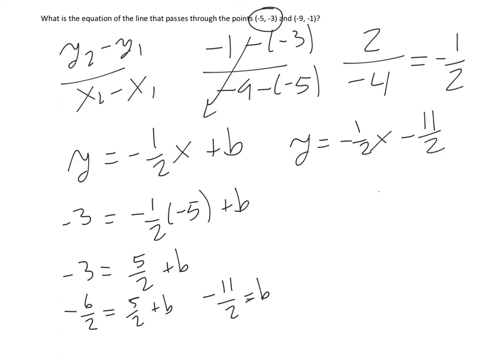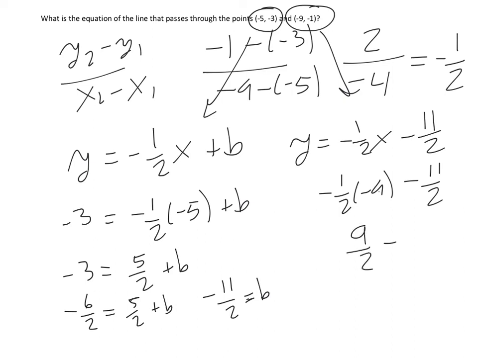But I'd like to confirm that that's correct, so I'm going to plug in these numbers. I'm going to plug negative 9 in for x, so negative 1/2 times negative 9 minus 11 over 2. So negative 1/2 times negative 9 is going to be 9 over 2. 9 over 2 minus 11 over 2 is going to be negative 2 over 2, or negative 1, which, hey look, it's exactly what I'm supposed to get when I plug negative 9 in for y. So it confirms, it works.